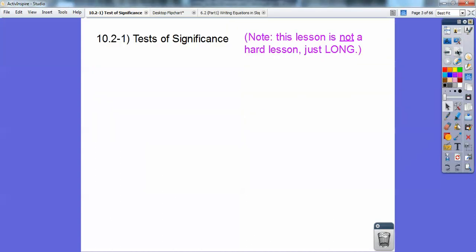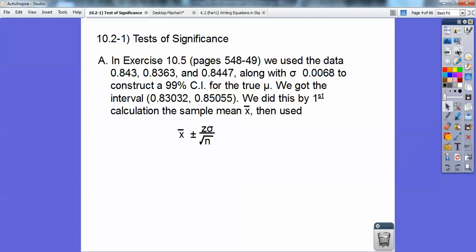All right, so this is test of significance. It's a long lesson. Sorry. Laugh with me, you guys. I know you think it's funny because you love long lessons. And let's begin.